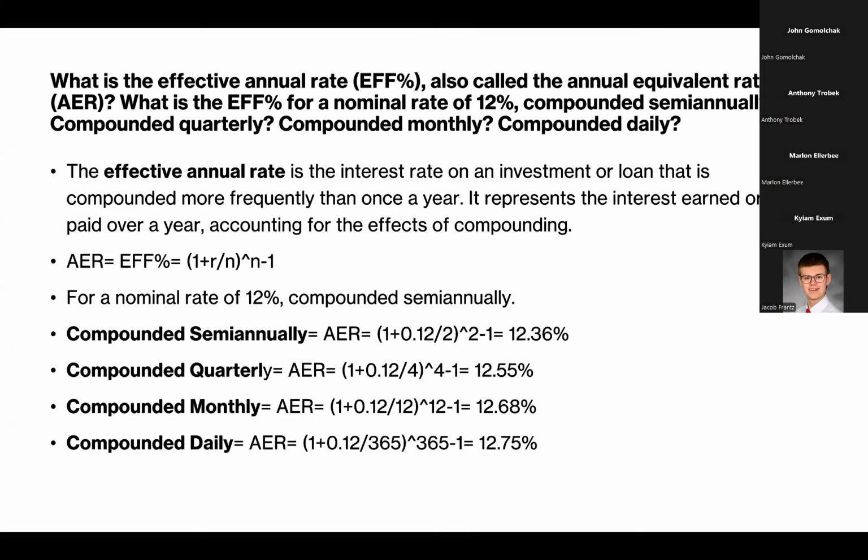So this is the formula I used: 1 plus r divided by n, to the power of n, minus 1, where r is the nominal interest rate, and n is the number of compounded periods per year. So compounded semi-annually I came up with 12.36%, quarterly 12.55%, monthly 12.68%, and then daily 12.75%.